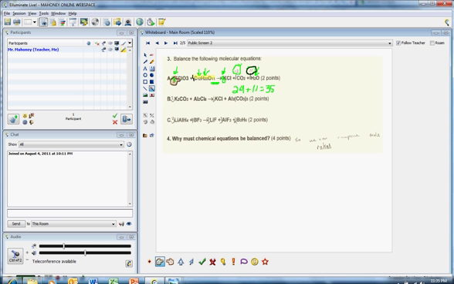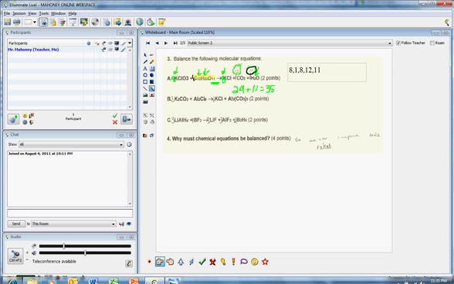So 8 times 3 is 24, plus 11 is going to be 35, so it balances. So I've got 8 potassiums, so I must have 8 potassiums, Cl, and the 8Cl. So in order, our coefficients should be 8, 1, 8, 12, 11.